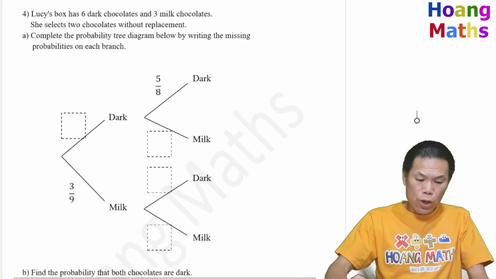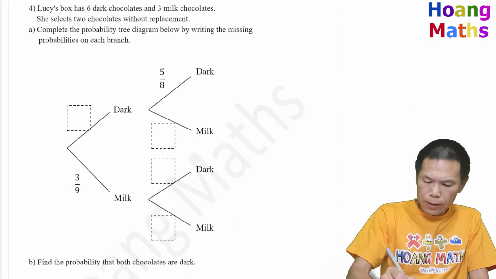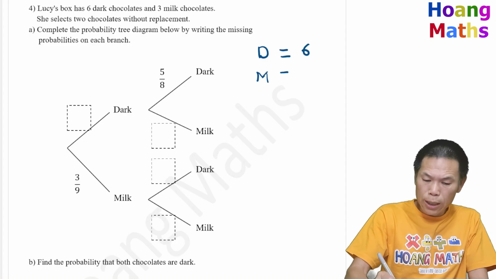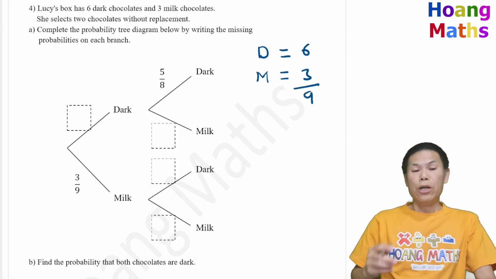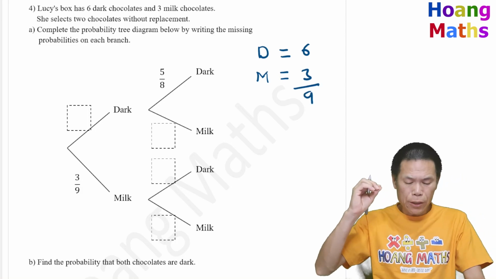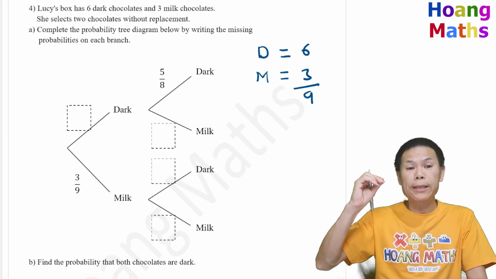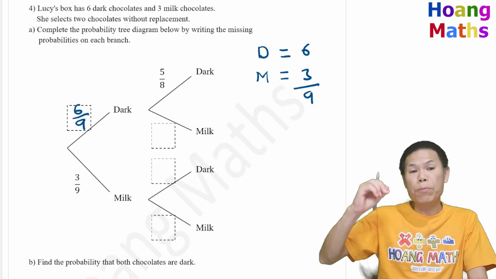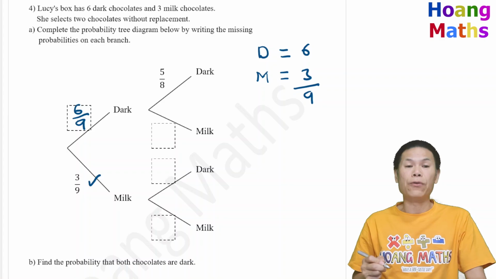First of all, we know that dark chocolate, D, is 6, and milk chocolate is 3. So the number of chocolates will be 9. The probability for the first draw will be 6 out of 9 for dark chocolate, and 3 out of 9 for milk chocolate. So that's done for us.